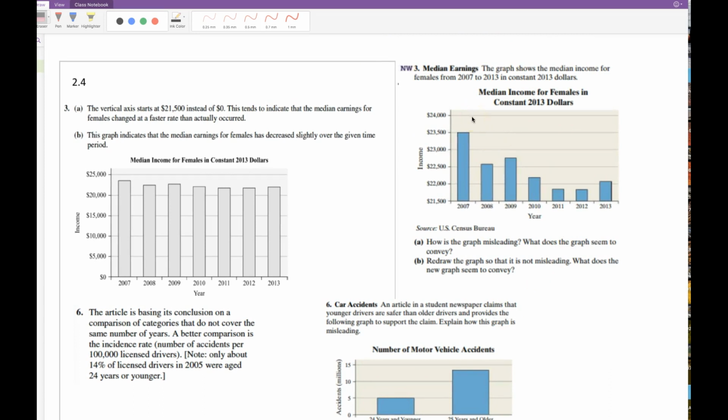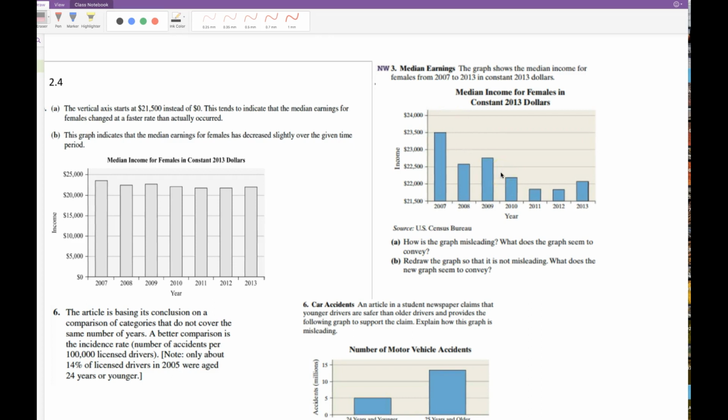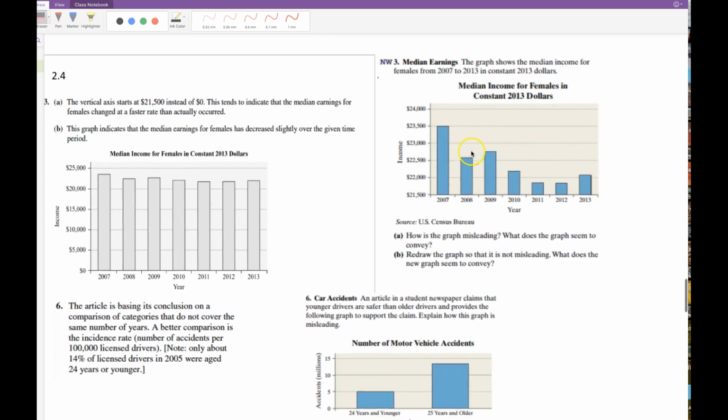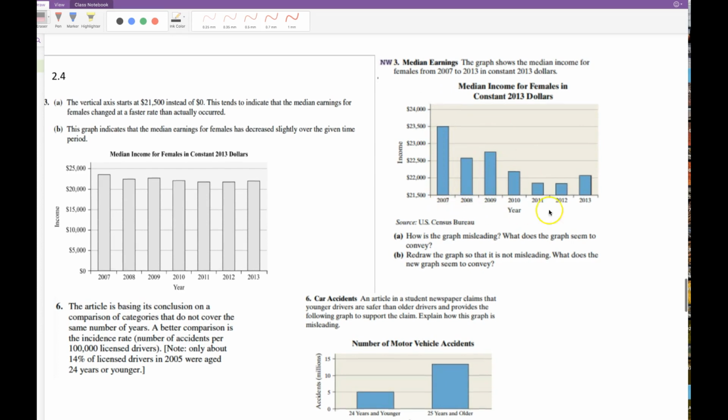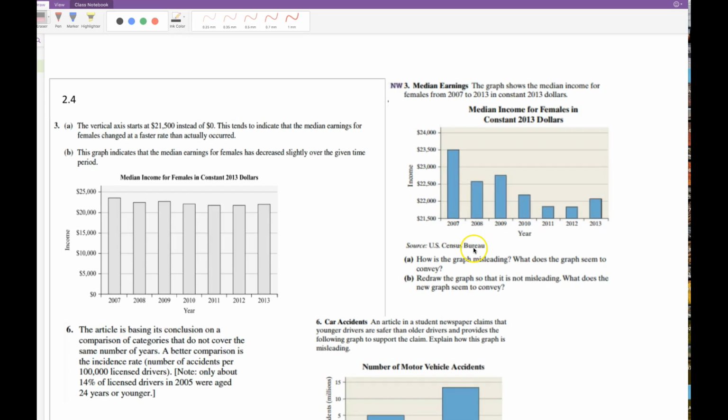Problem number 3, median. Here's the information given from the book, and you can see it looks like a normal bar graph or even histogram. We're looking at these years as categories, so I would probably consider this a bar graph instead of a histogram, because histograms would be numerical. You could find class low point, lower class limit, and so forth, upper class, midpoints, things like that. But from here, how's this graph misleading?